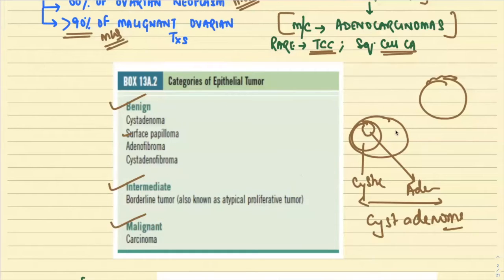Now, for example, this is one ovarian tumor and it is containing glands, plus there is a lot of fibrosis or fibrotic tissue. In that case, we are using the term adenofibroma. Now, for example, along with the adenofibroma, you also have one part as a cyst. Then we call it a cystadenofibroma. So depending on the content, we are using these terminologies. So if you see a cystadenoma, a papilloma, an adenofibroma, or a cystadenofibroma, think that these are all benign tumors. This is what I wanted to tell you.